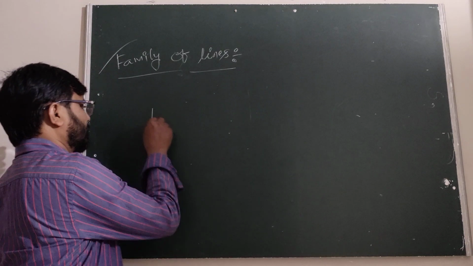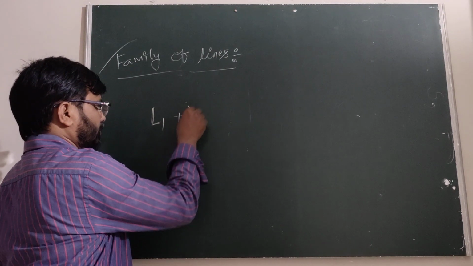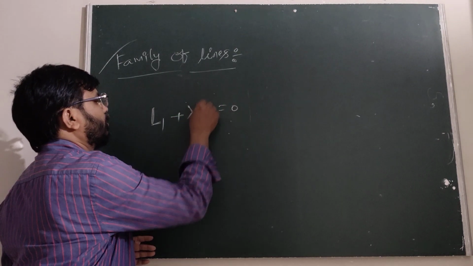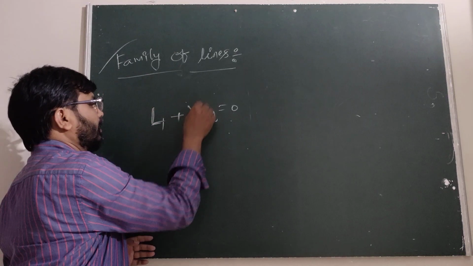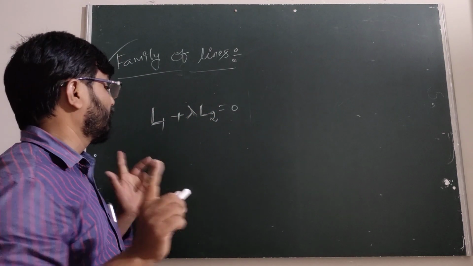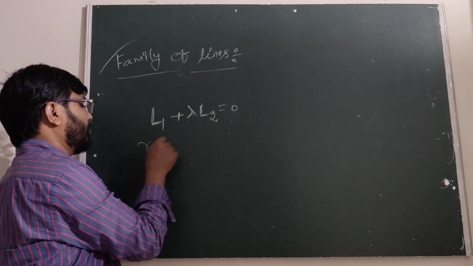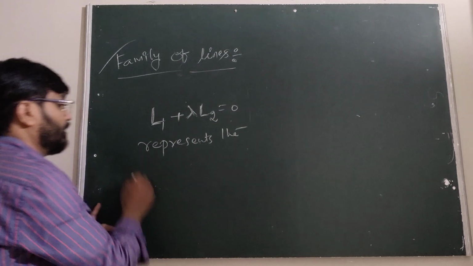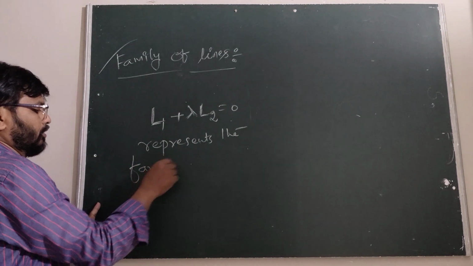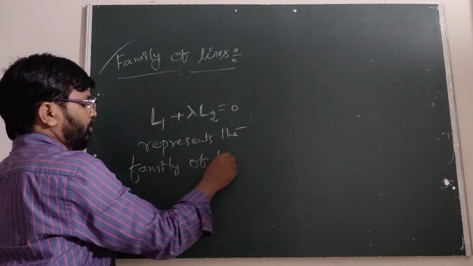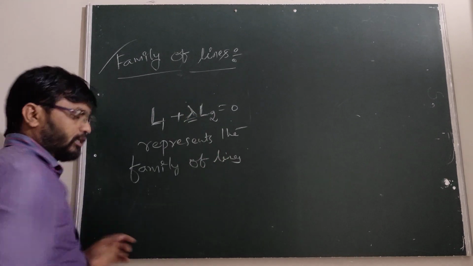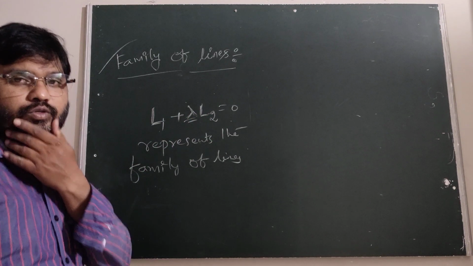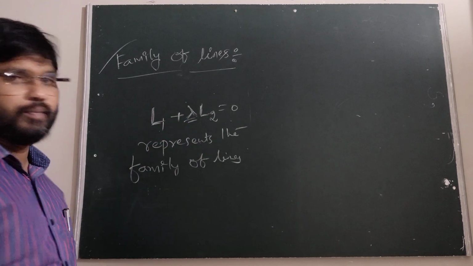Therefore, the equation L1 plus lambda L2 equal to 0 represents the family of lines. That means it is passing through the point of intersection of L1 equal to 0 and L2 equal to 0, where lambda is the parameter.